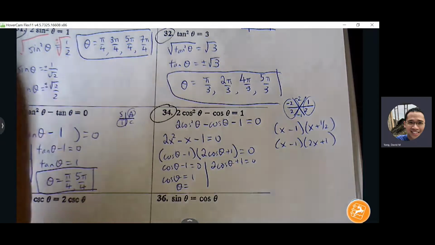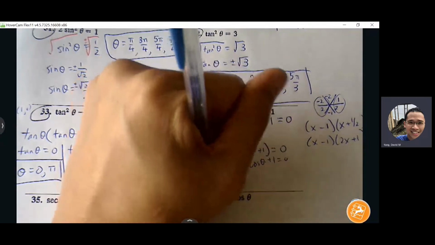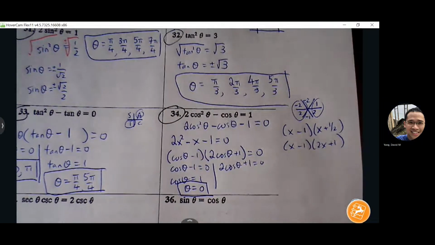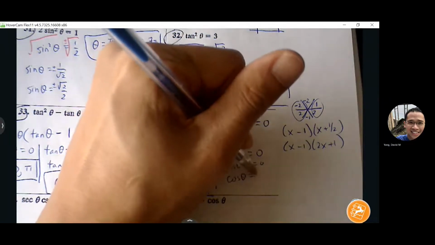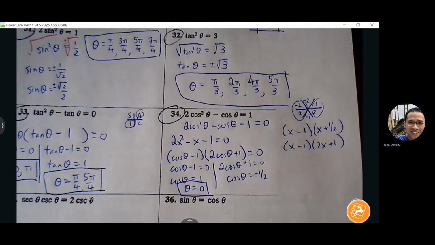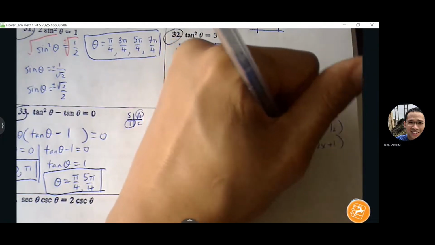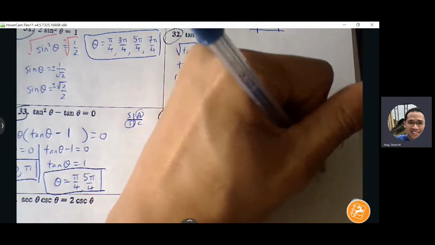Right? Cosine theta equals 1 at just 0 and 2 pi, but only 0 falls into our domain. Okay. Cosine theta equals -1/2. We know that's going to be in the pi over 3 family, but cosine is negative in the second and third quadrant. So 1 less than the denominator, 1 more than the denominator.